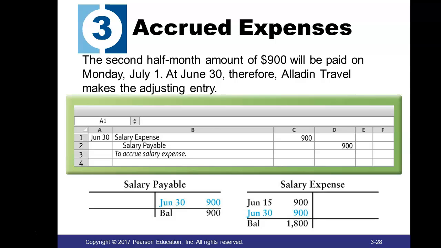So what do we do? We have to show there's an obligation to pay them, and that's this salary payable. And look at the below T accounts. You can see we're debiting the expense of $900 in here for the accrual, and we're showing a corresponding credit to salaries payable. And salaries payable is a short-term liability. Very important. This is a short-term liability because guess what? We're going to pay that obligation within 1 year.